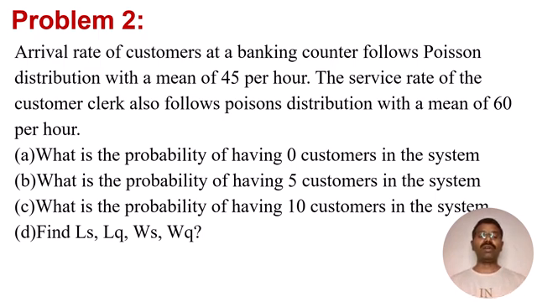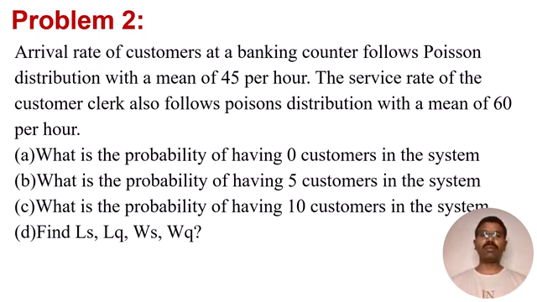The arrival rate of customers at a bank counter follows a Poisson distribution with a mean of 40 per hour. The service rate of the clerk also follows a Poisson distribution with a mean of 60 per hour. What is the probability of 0 customers in the system? What is the probability of having 5 customers in the system? And what is the probability of having 10 customers in the system? Find Ls, Lq, Ws, Wq.